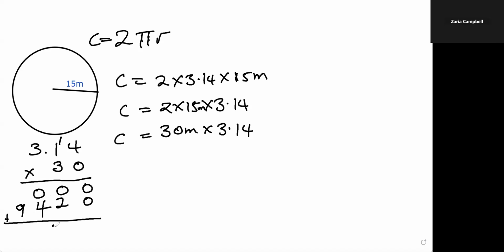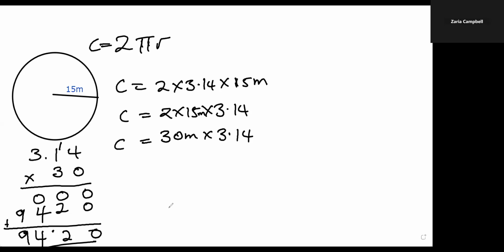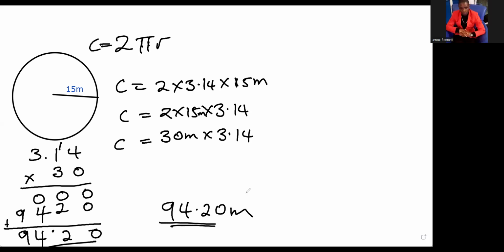And then we're going to put 0, then 2, then 4, then 9, then 9. Our answer would be 94. So the circumference of the circle is 94.20 meters. Yeah, the answer is correct.